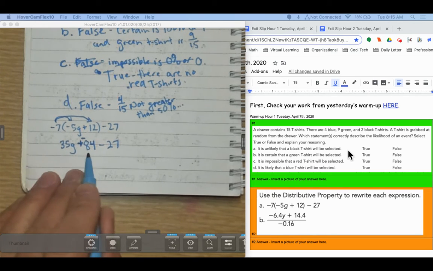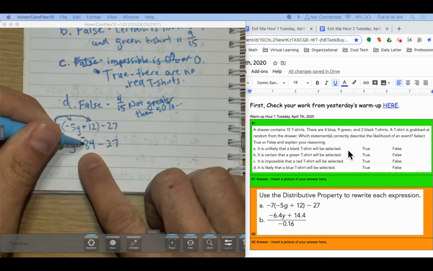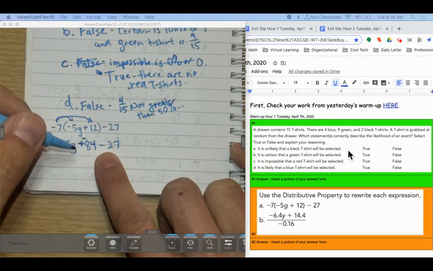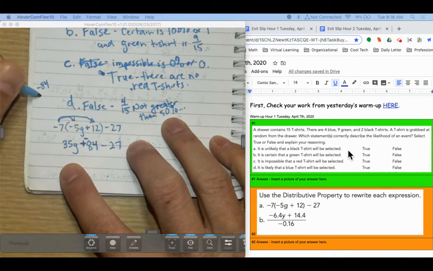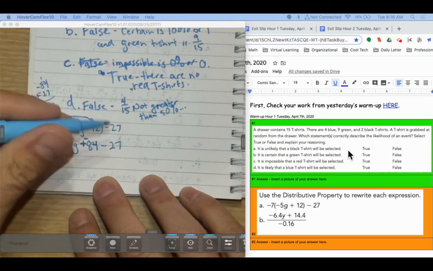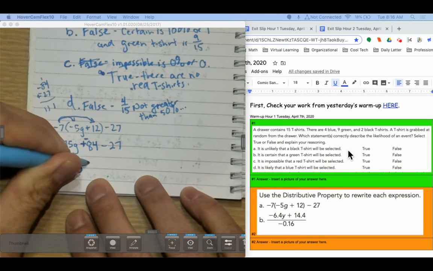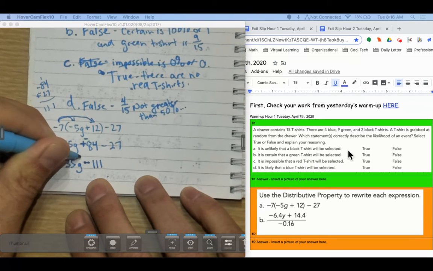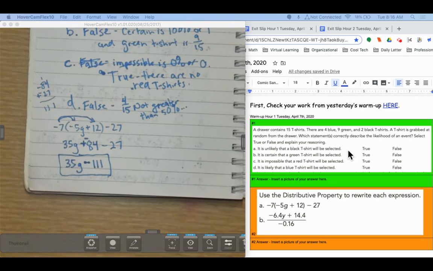I want to combine the like terms here too, although it didn't say that, but I would simplify it. I would take -84 plus or minus 27. So -84 minus 27 is the same as plus -27. Two negatives, it gets more negative. It's very negative. And then we get -111. So I simplify this to 35g minus 111. I could write this as 35g plus negative 111 as well.